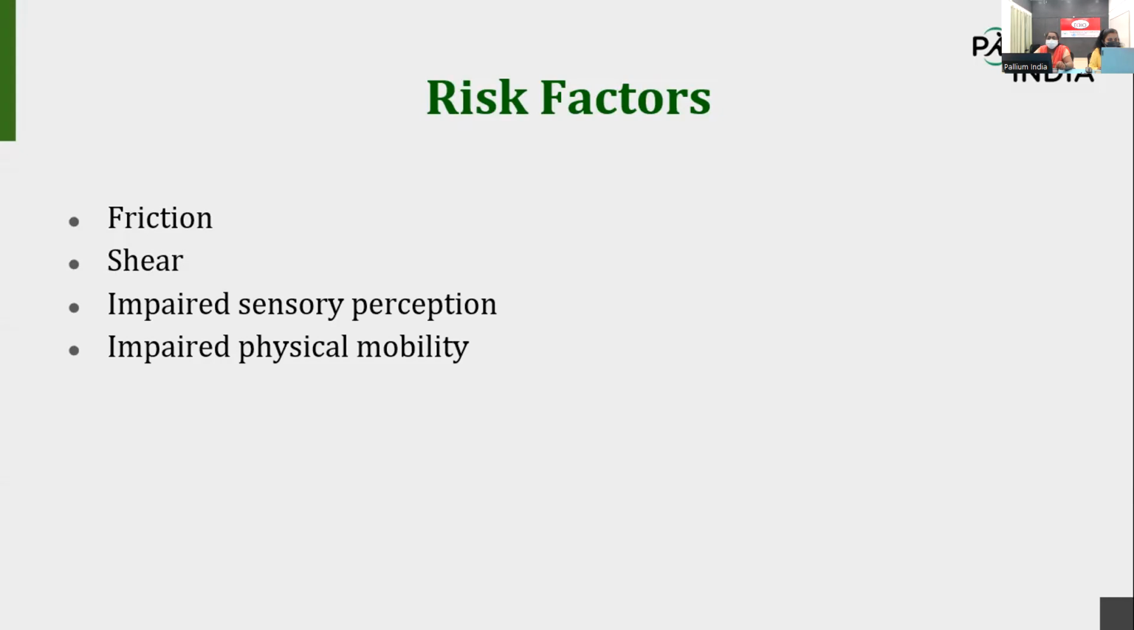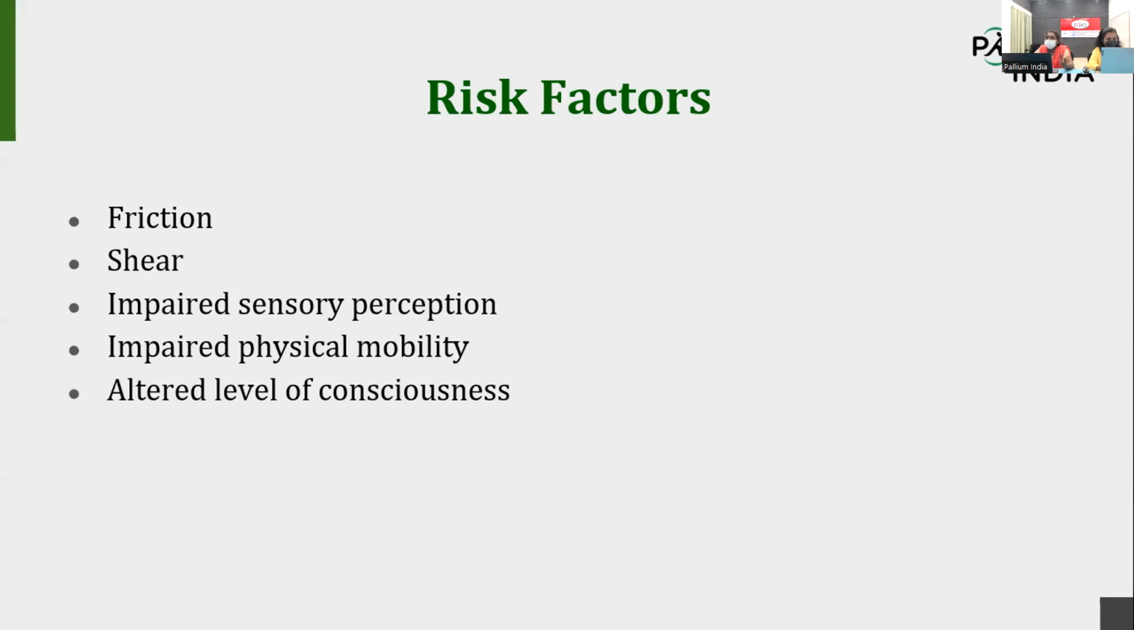Then impaired sensory perception and impaired physical mobility. For paraplegic patients, they may not sense the lower part of the body, so those patients may get pressure ulcers easily. Impaired physical mobility: a bedbound patient is not able to move independently, so they need help. A paraplegic patient also needs to turn, but can't, so they need help to turn.